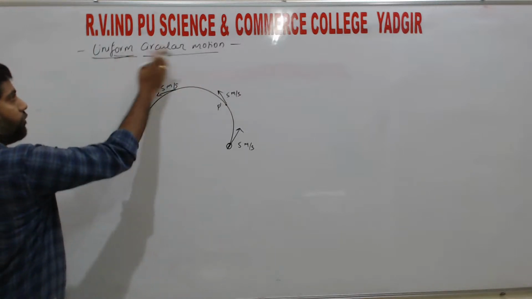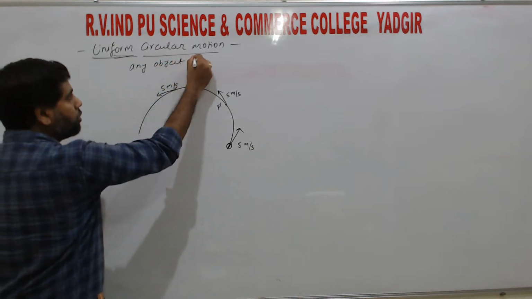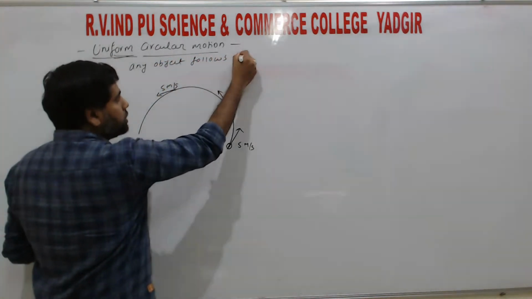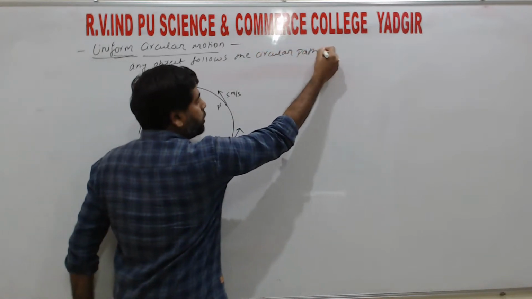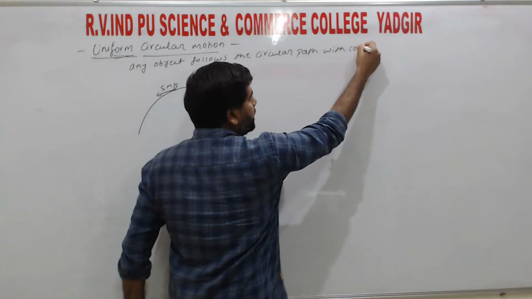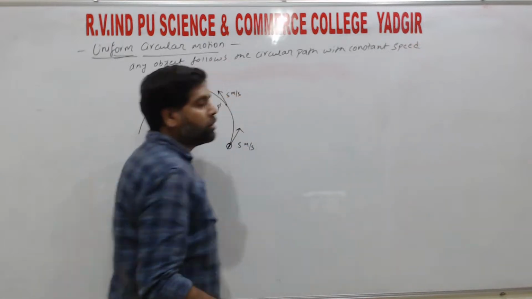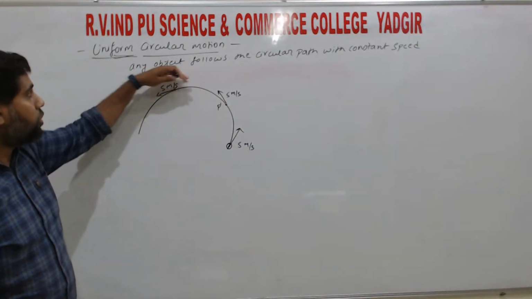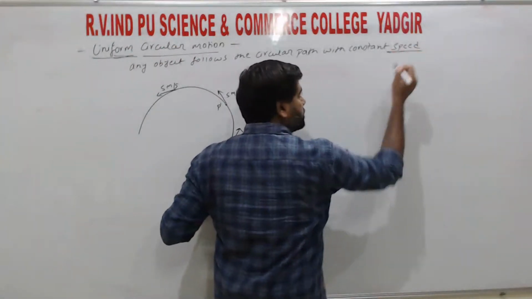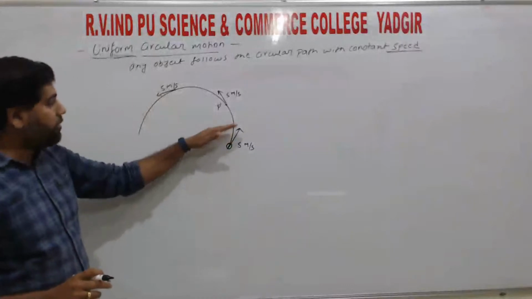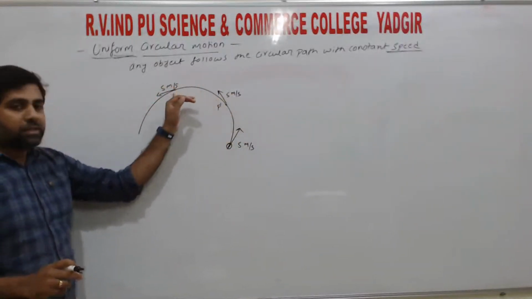So if we define uniform circular motion, any object which follows a circular path with constant speed, this gives the definition of uniform circular motion. Very important is the constant speed. That means at each and every point in the motion of the object, the speed remains the same, right?